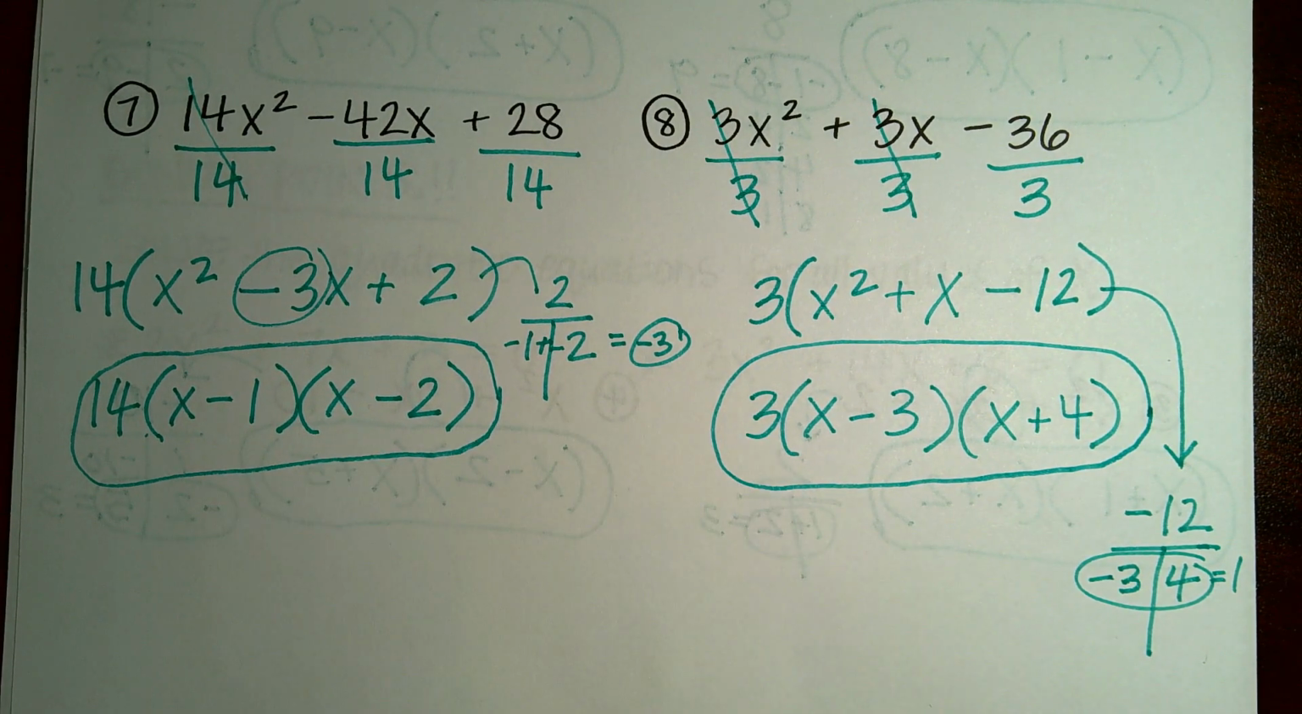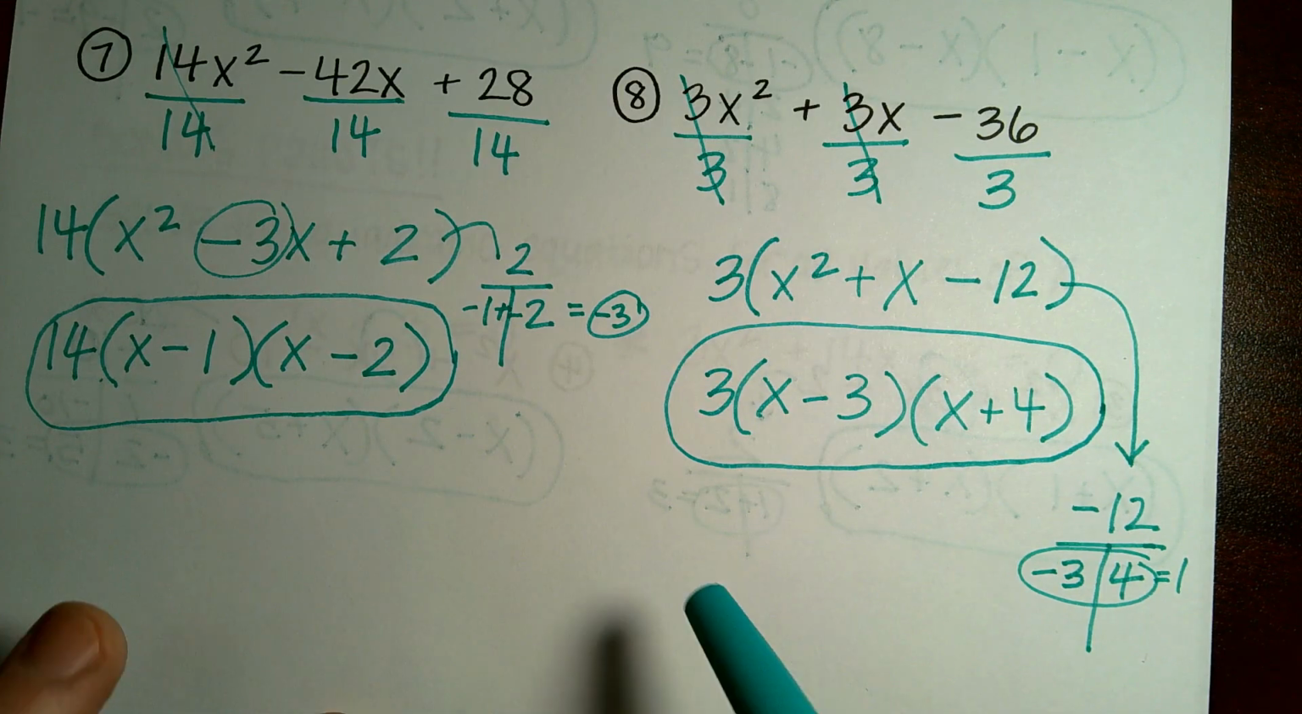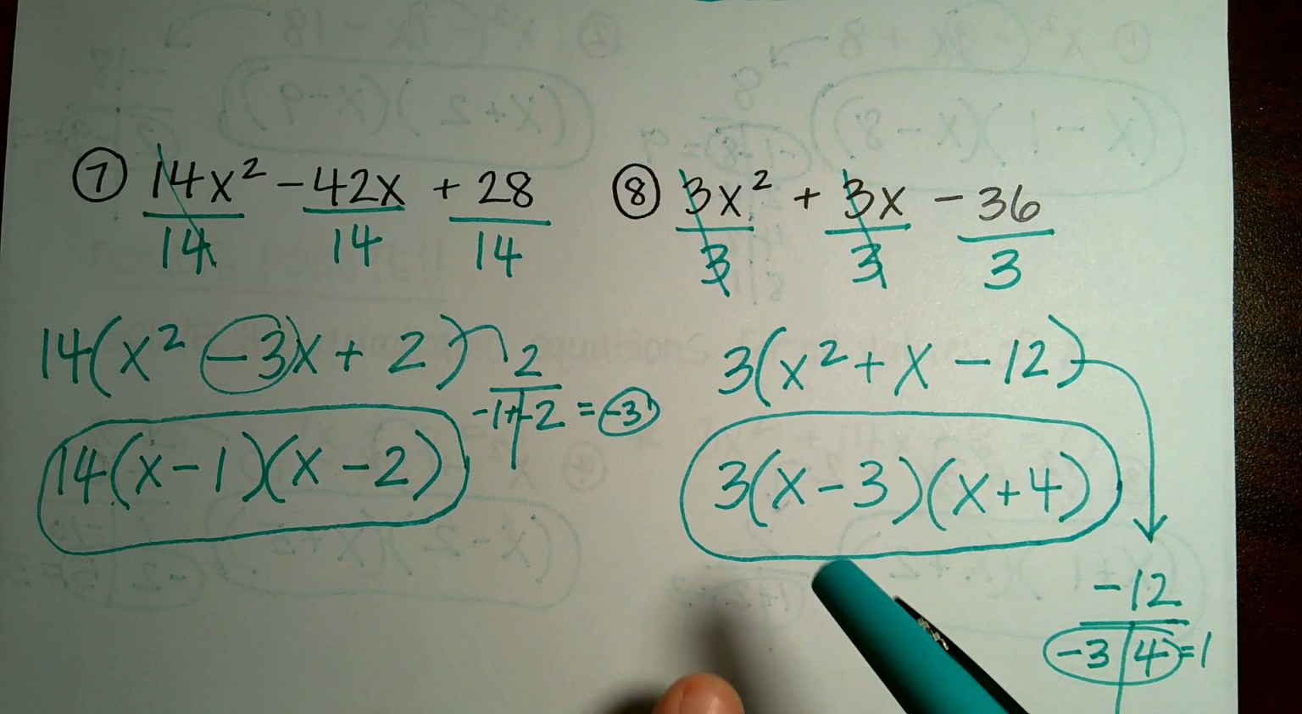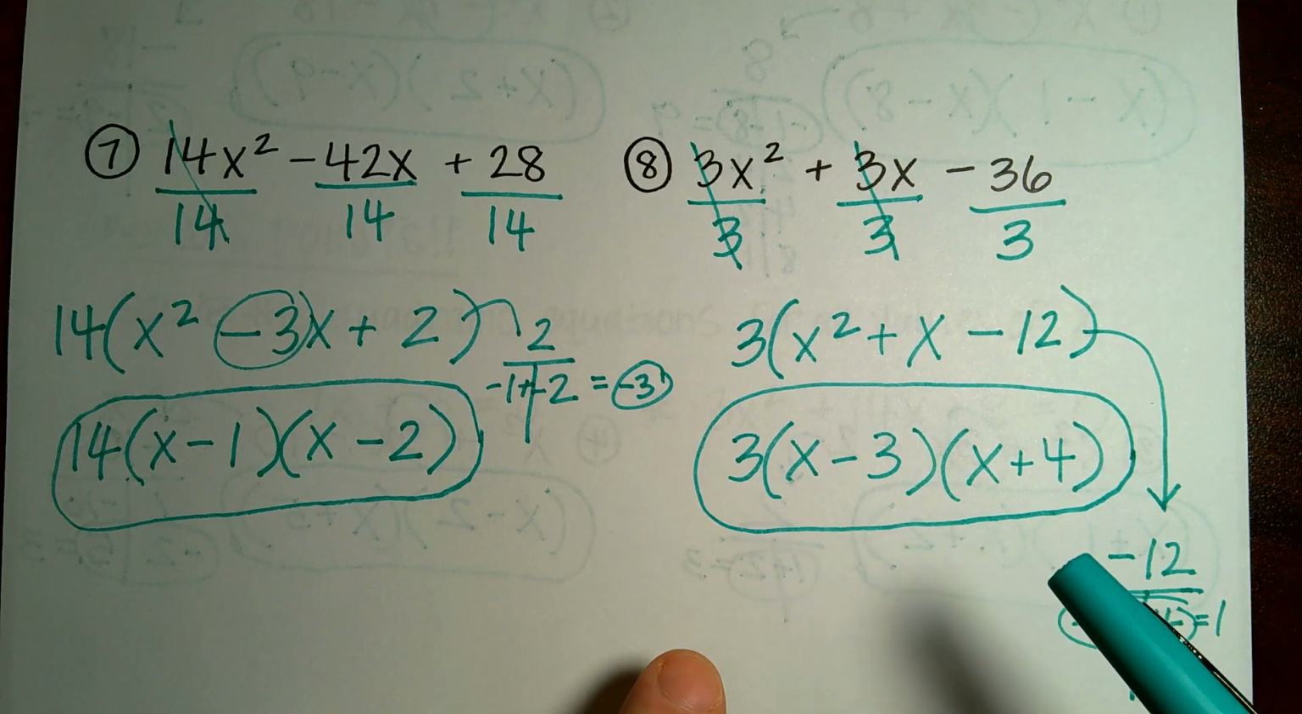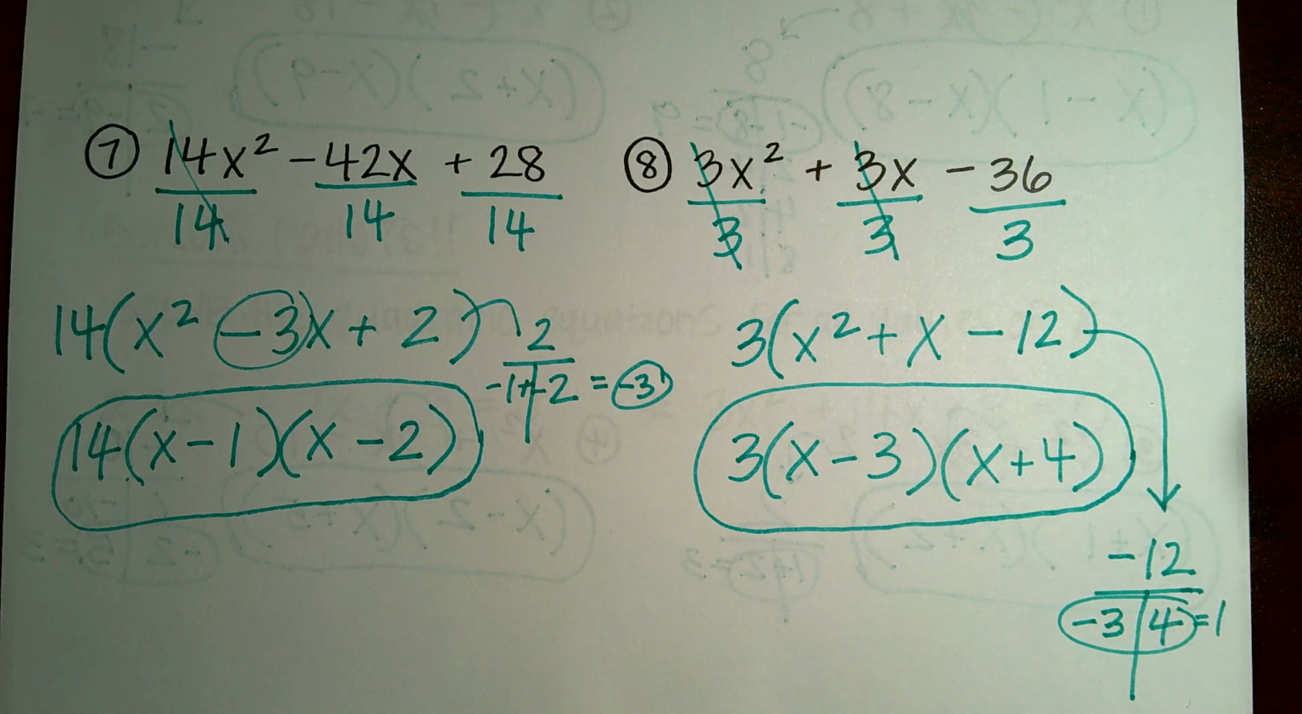So on numbers 5 through 8, just make sure that whenever you factor out your GCF, it needs to be included in your answer. That's the biggest thing to try and remember here.